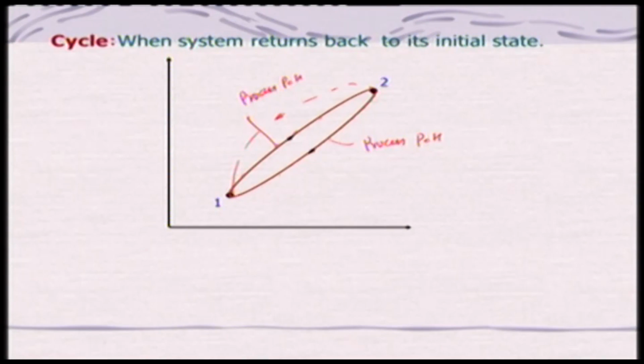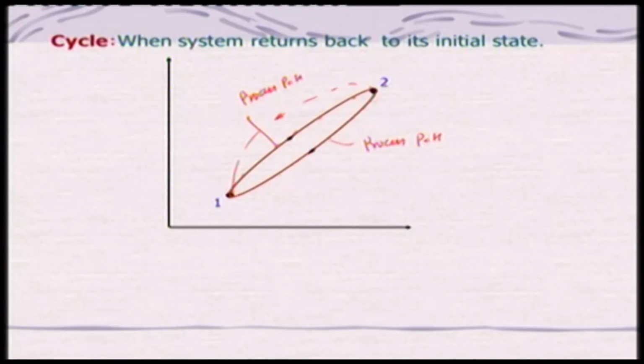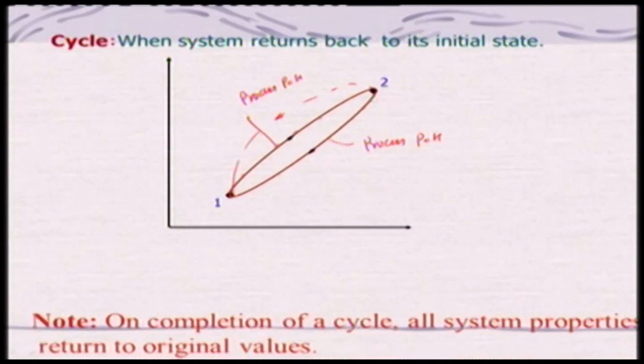Now, if I want to define the process path, what do I need? I should know the state 1, I should know the state 2, and I should also know the path taken by the system, right. Whereas for the cycle we always bother about the two states between which it will be, of course, it can take a different path. So, on completion of a cycle all system properties return to their original values, that is what I was telling. That means, if it has returned back following a cycle path, the properties will be the same as when it was started, but for the process path it need not be.